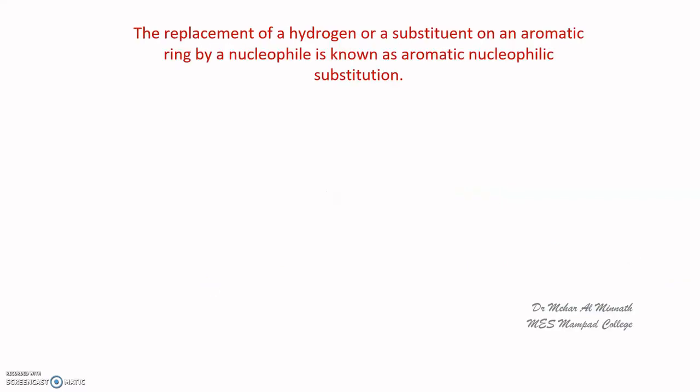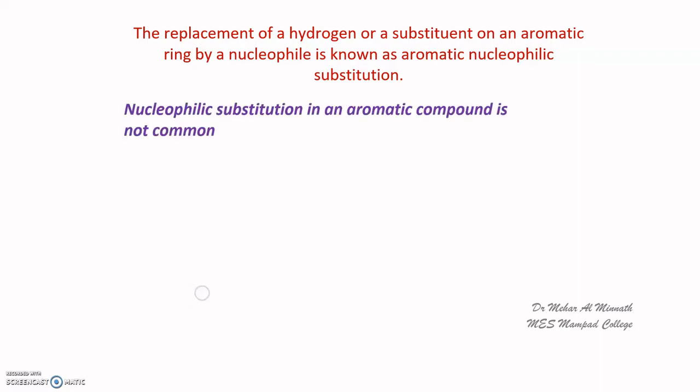An aromatic nucleophilic substitution reaction is a replacement of hydrogen or a substituent on the aromatic ring by a nucleophile. Aromatic rings do not usually undergo nucleophilic substitution reaction. It's not very common with aromatic systems.